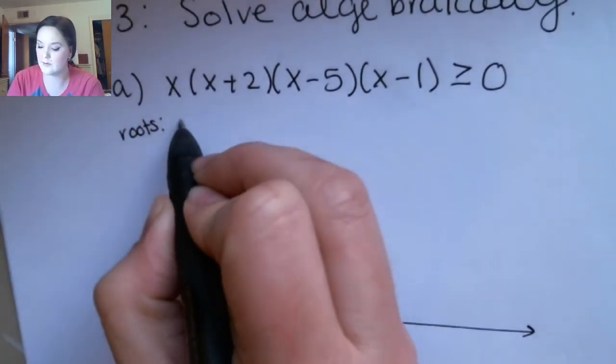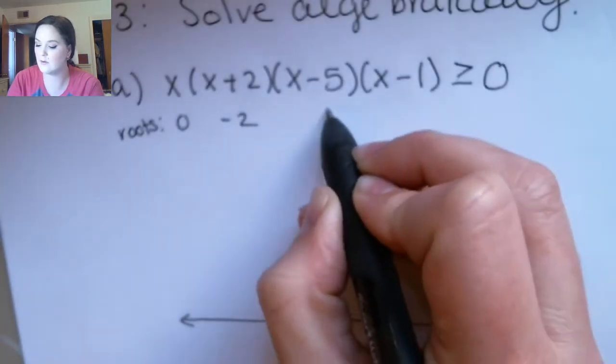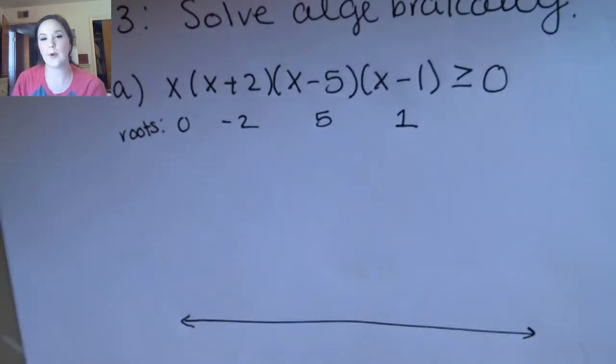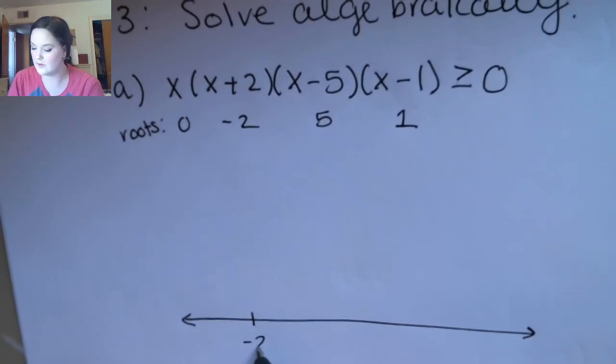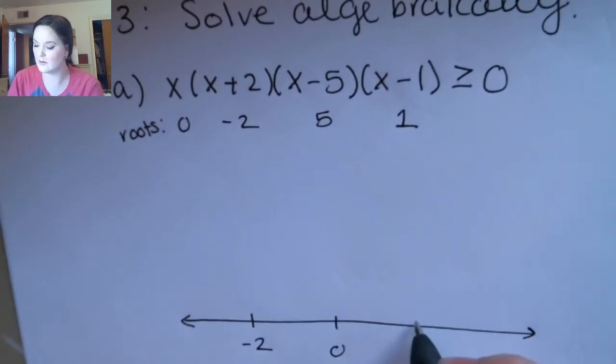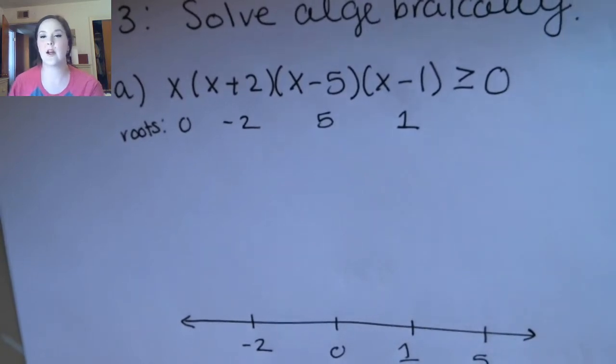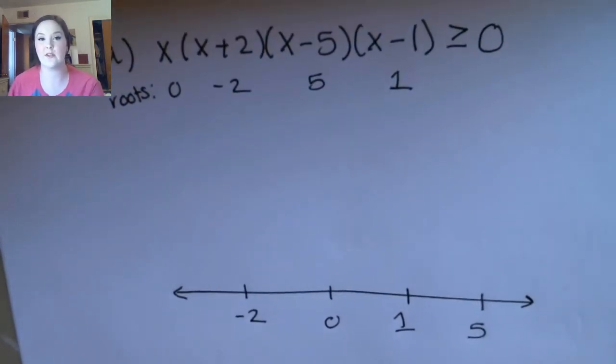So this would be 0, -2, 5, and 1. Those are the numbers we're going to mark here. And you do have to mark them in order, just like you would on the number line. So -2, 0, 1, and 5. It's not important that they're spaced correctly. It's just important that they are put in order on the number line.